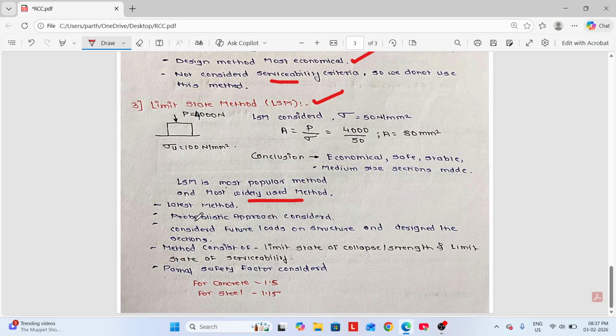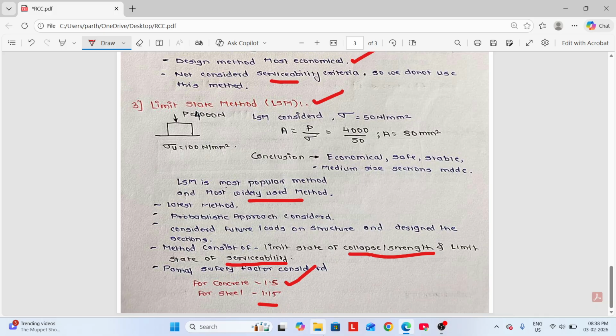In this method, the probabilistic approach is considered. Future loads coming on the structure are also considered and the sections are designed. The method consists of the limit state of collapse or strength, and the limit state of serviceability. These two factors are considered, which is good. The partial safety factor considered in this is 1.5 for concrete and 1.15 for steel.